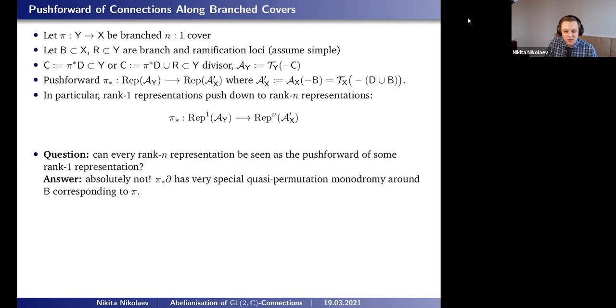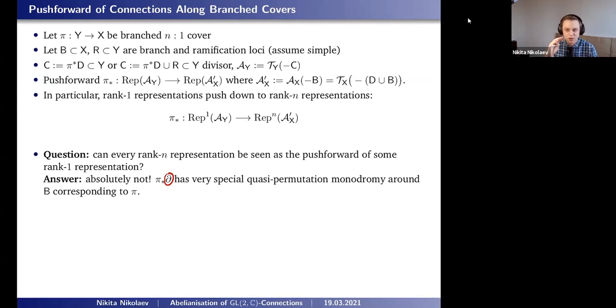There are many reasons why you cannot do this. One extremely important reason, which seems to be very difficult to get rid of, is the fact that whenever you start with, let's say, a rank 1 representation on Y, so that's my connection del, a connection on a line bundle, and I push that forward, I get a rank n representation on X. So not only is that thing necessarily singular at the branch locus, it also has a very, very special type of monodromy around the branch locus.